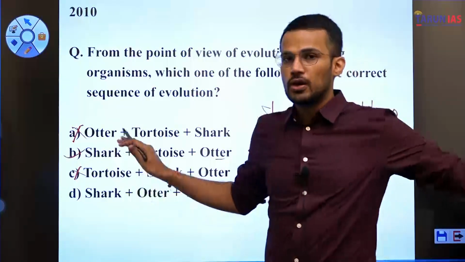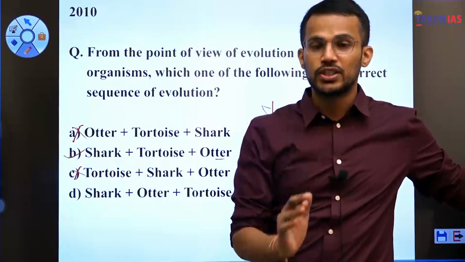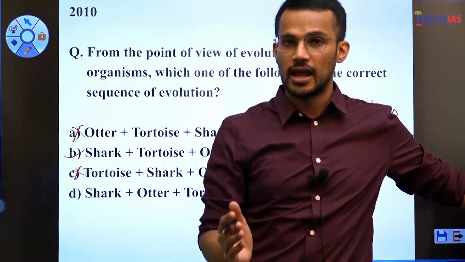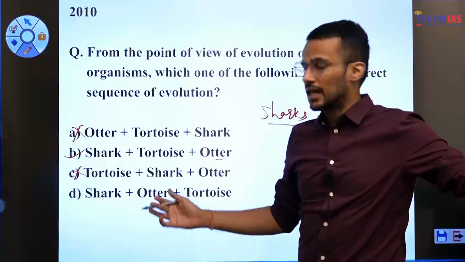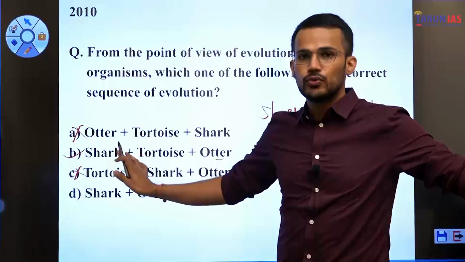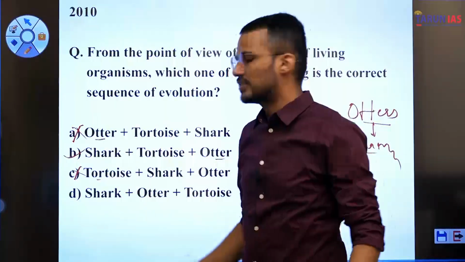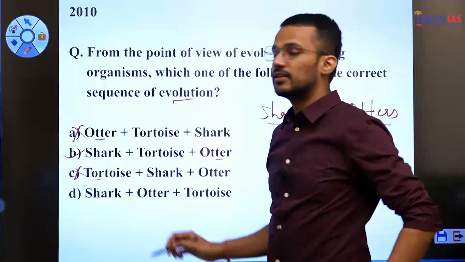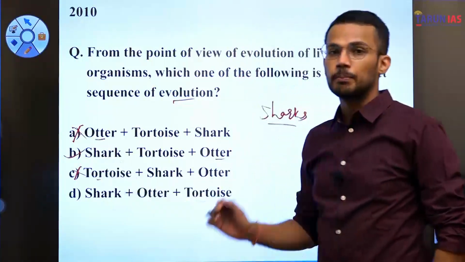So how have we reached this particular answer? Here what we know is that fishes have evolved before amphibians, reptiles, birds, etc. And shark amongst these three is a type of fish. And that's why it should be at the first place amongst these organisms if we consider evolution. That's why we eliminated otter and tortoise as the first place of the answer. So we eliminated A and C and we were left with B and D.